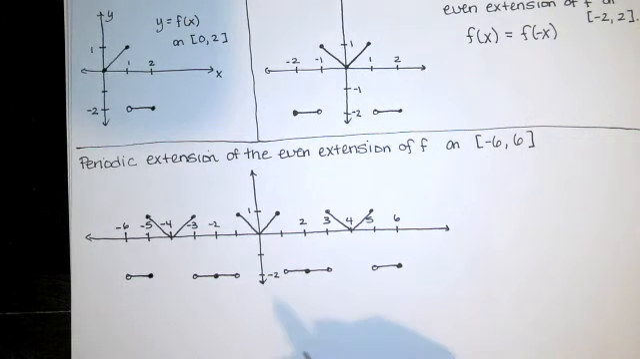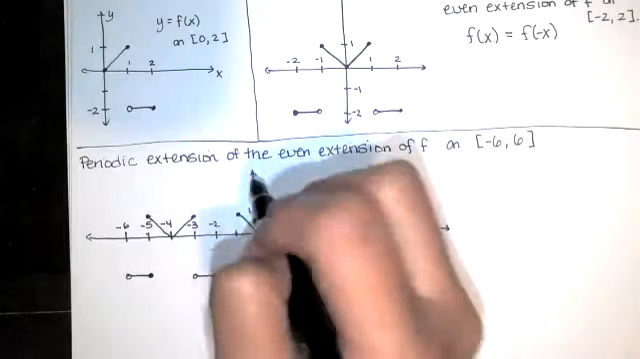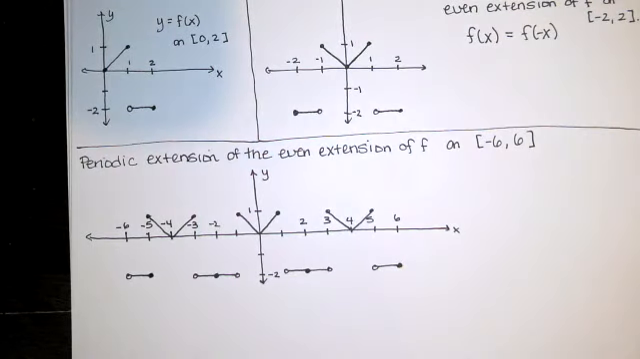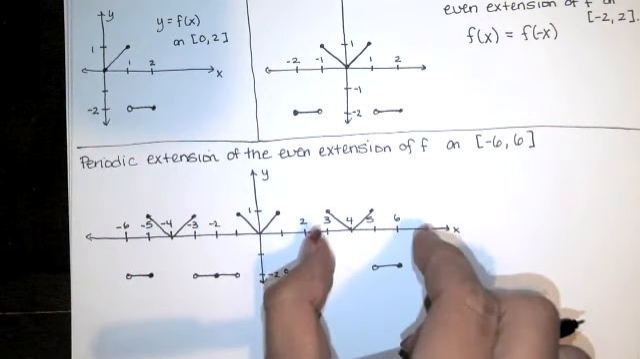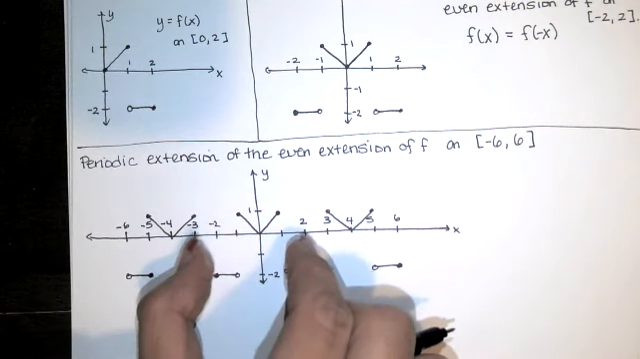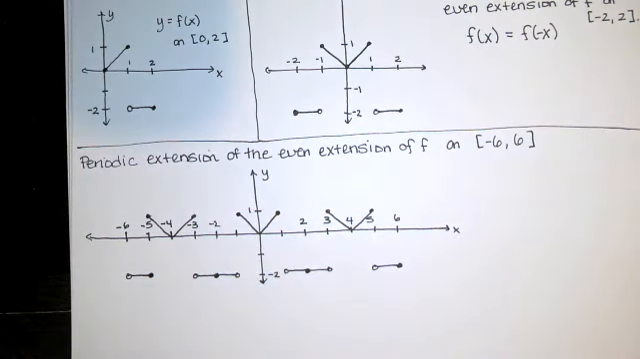Okay, so that is the periodic extension of the even extension of f on the interval from -6 to 6. Now, clearly, this is a function that is periodic with period 2L, or in this case, period 4, because it repeats itself every 4 units. There's 1 period, there's another period, there's another period. Since it's an even function, it makes sense to construct a cosine series.